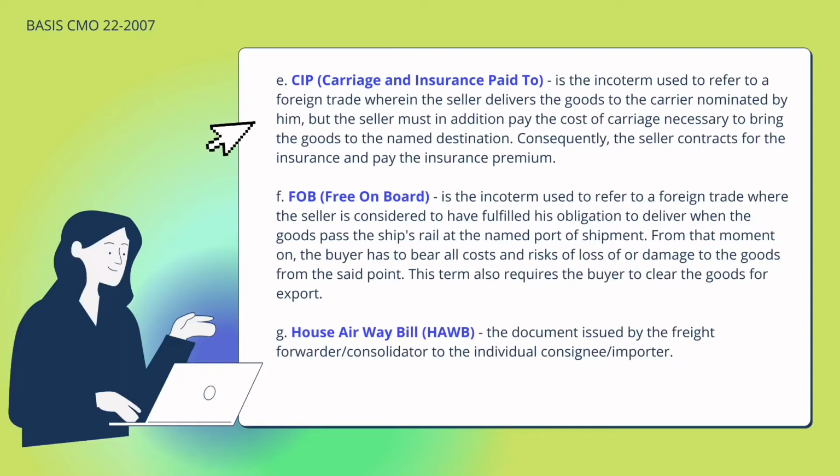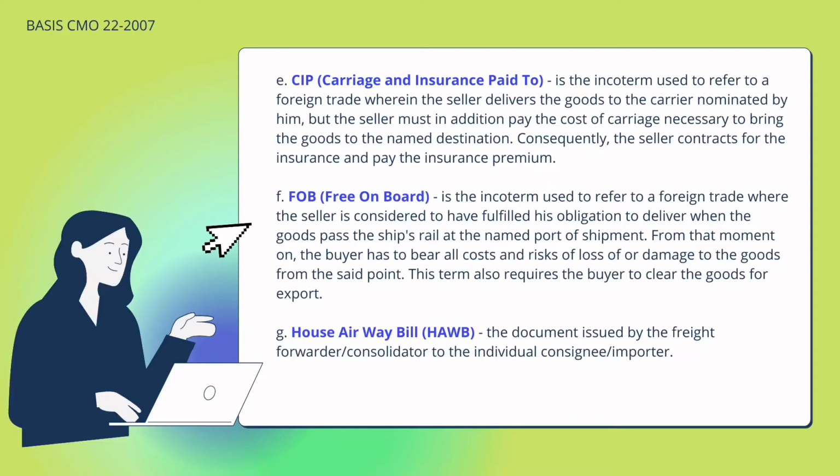The seller must take out insurance at least to the place of destination for loss or damage to the goods during the transport. Free on board, or FOB, is the Incoterm used to refer to a foreign trade where the seller is considered to have fulfilled his obligation to deliver when the goods pass the ship's rail at the named port of shipment.